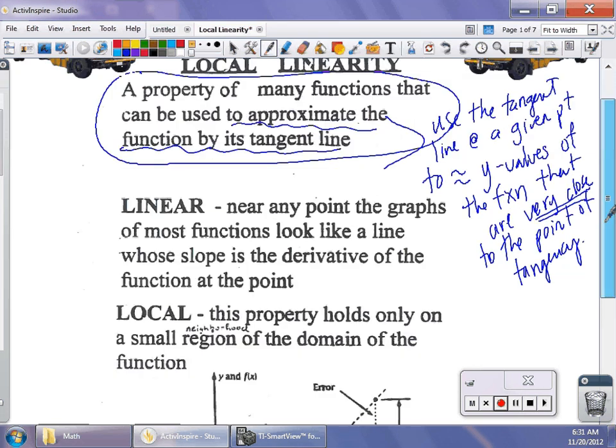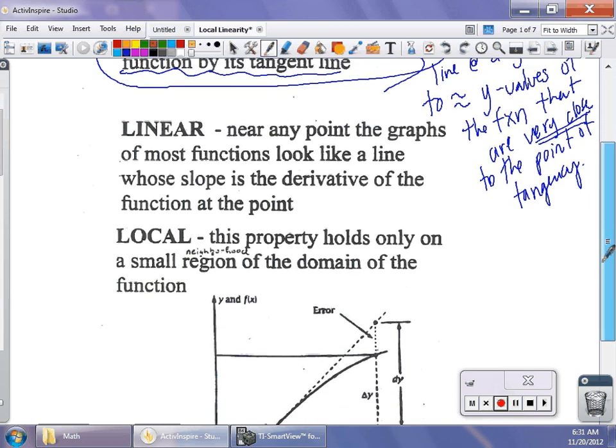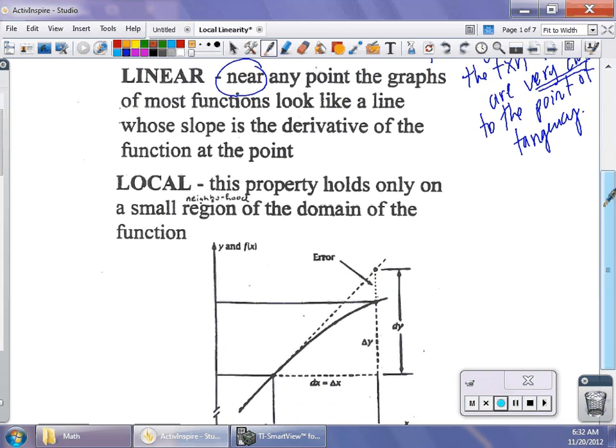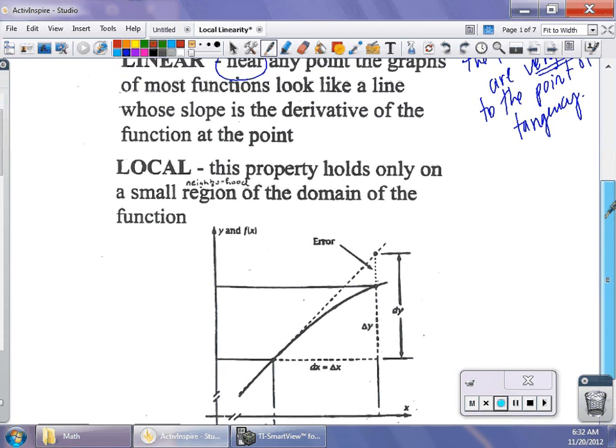Alright, so the second statement that you see here is linear near any point, and again a key word is near, very close. Near any point, the graphs of most functions look like a line whose slope is the derivative of the function at the point. In class we have taken functions and zoomed in and zoomed in and zoomed in at a particular point on a graph to see whether or not the function becomes locally linear. Local, this property holds only on a small region or a neighborhood of the domain of the function.